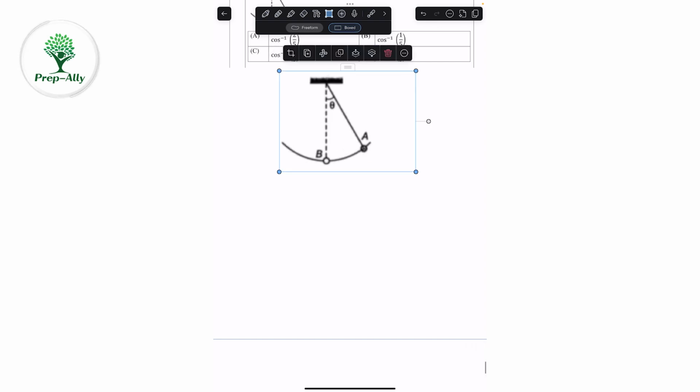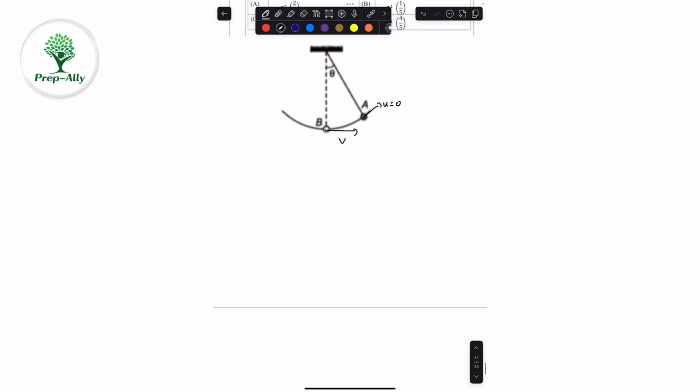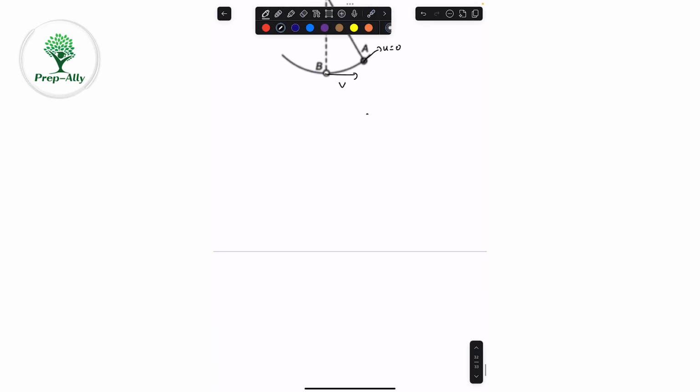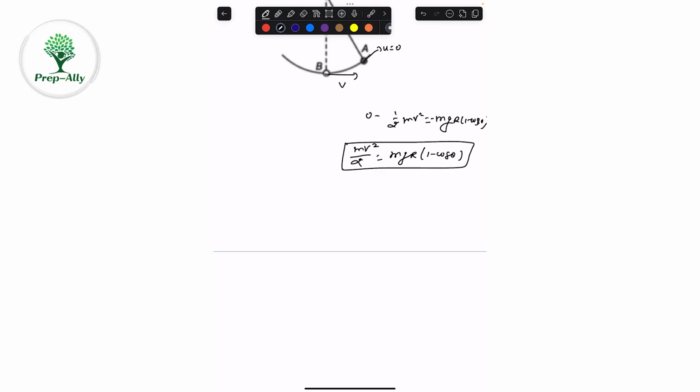What I'm saying is, assume that here the velocity is v and here the velocity has become 0. So how much has it gone up? We already know that this distance is equal to r cos theta, so the height will be r(1 minus cos theta). Gravity is doing work, so 0 minus half mv square is equal to minus mg r(1 minus cos theta). From here, mv square by 2 is equal to mgr(1 minus cos theta). That is the one point.